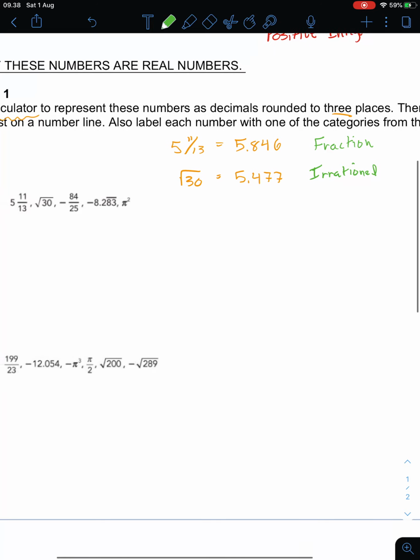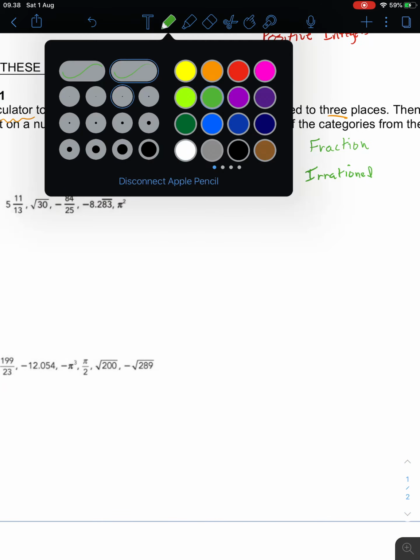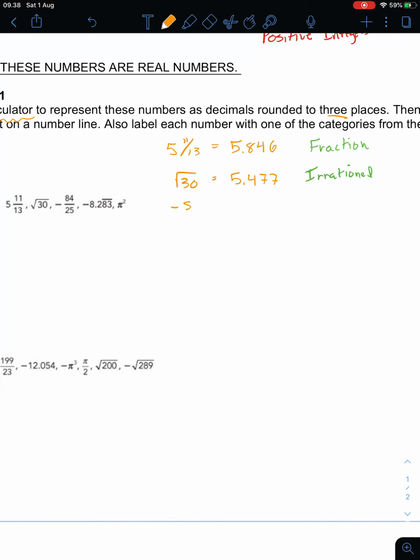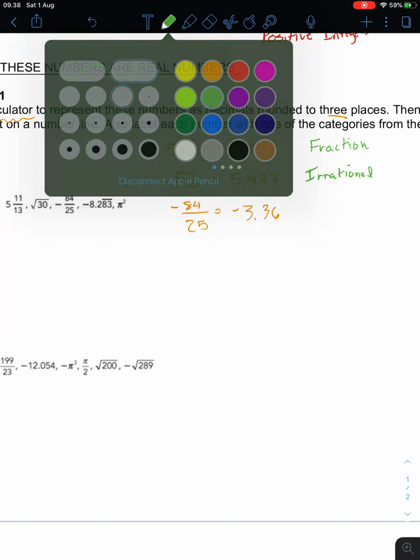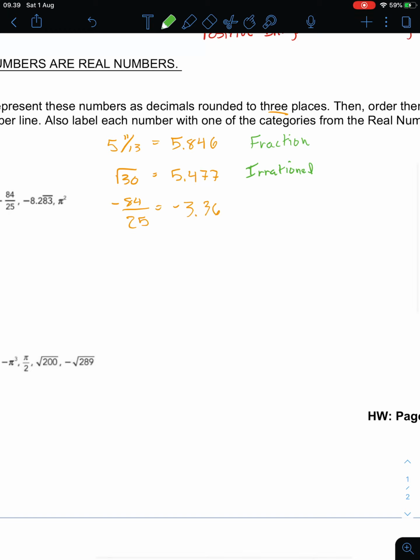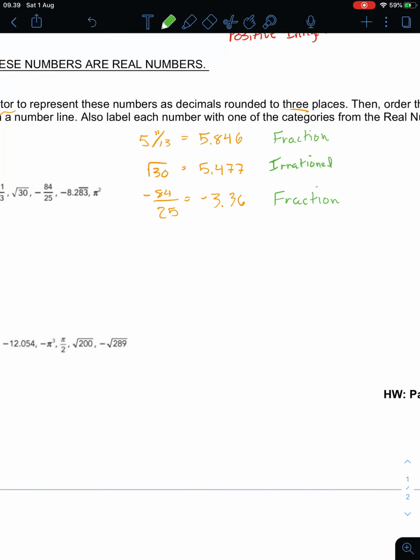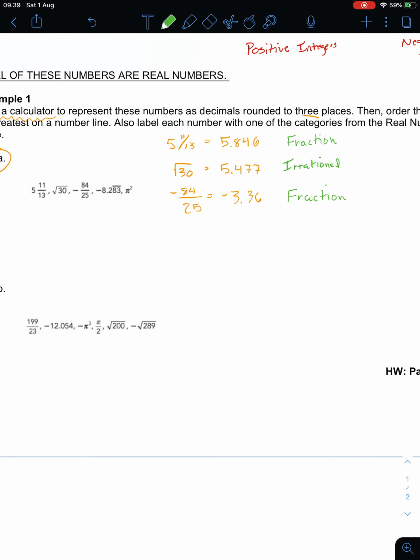Okay, we got negative 84 over 25 is the next one. All right, I'm just gonna put that in my calculator here. And I get negative 3.36 here. And since this is a fraction, it's rational. This is a rational number. It's not an integer though.